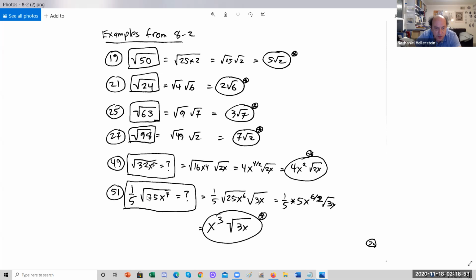Here we have 1/5 square root of 75x to the 7th. Whew. Okay, 1/5 comes out. The largest square factor of 75 is 25 times 3. For the largest square factor of x to the 7th, in effect, we want the biggest even number no bigger than 7, and that's 6. So x to the 7th is x to the 6th times x. Now, square root of 25x to the 6th: root 25 is 5, root x to the 6th is x to the 6 halves. So you get 1/5 times 5x to the 6 halves, root 3x. Now 6 halves is 3. These 5s cancel, and we get x cubed root 3x.